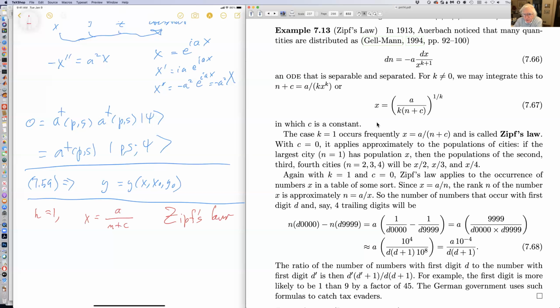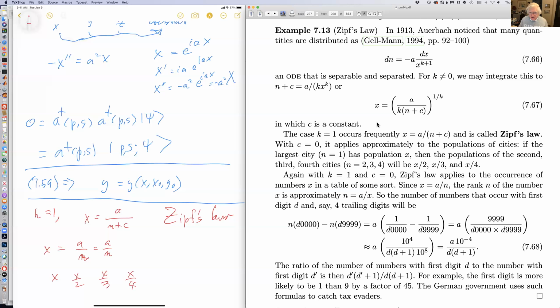And with c equal to 0, in which case x is equal to just a over n, it applies approximately, let me just write that as a over n, to the population of cities. So if the largest city has population x, the second one will have x over 2, x over 3, x over 4. And this again is approximate, obviously, and it depends on the country and how many cities and so on and so forth.